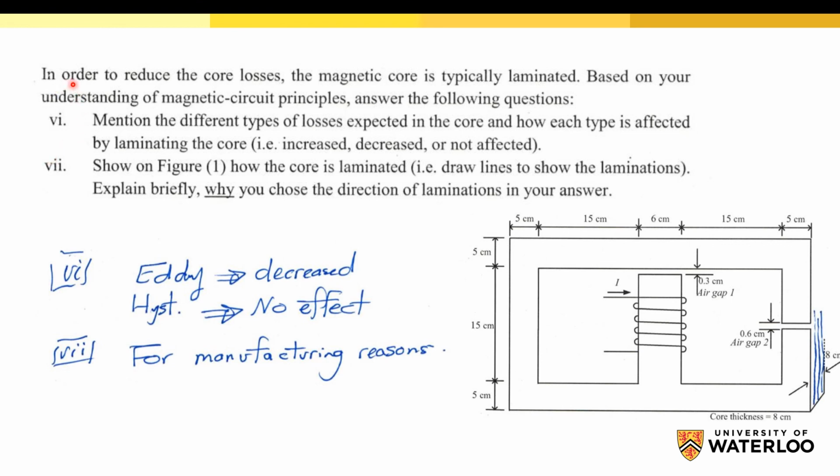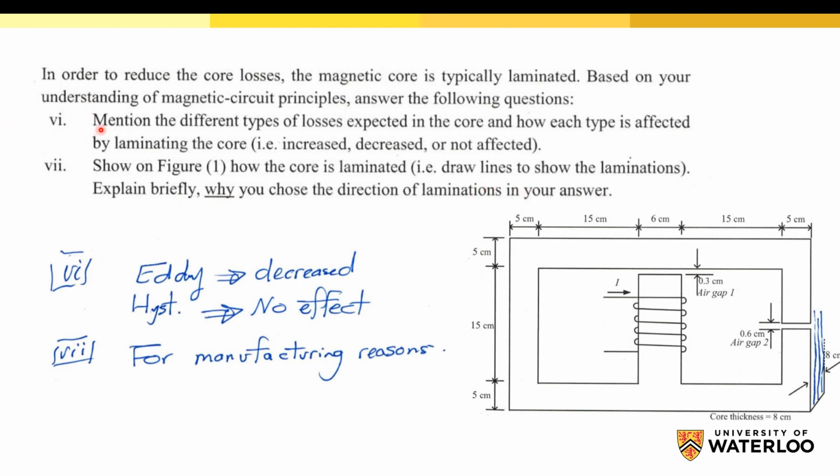So we have here, in order to reduce the core losses, the magnetic core is typically laminated. Based on your understanding of magnetic circuit principles, answer the following questions. First, mention the different types of losses expected in the core and how each type is affected by laminating the core. Part VII, show in figure 1 how the core is laminated and explain briefly why you choose the direction of the lamination in your answer.